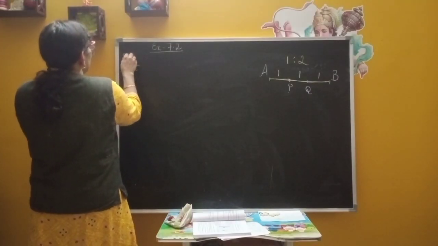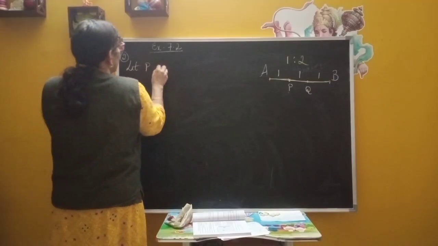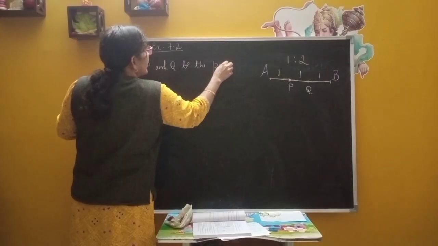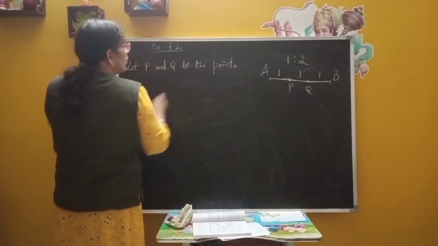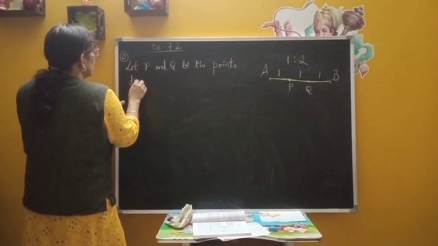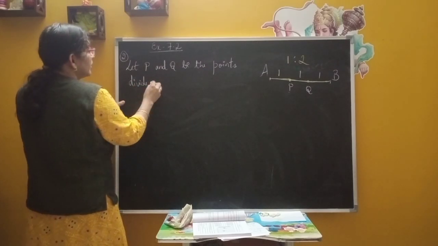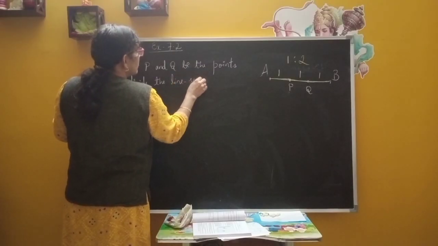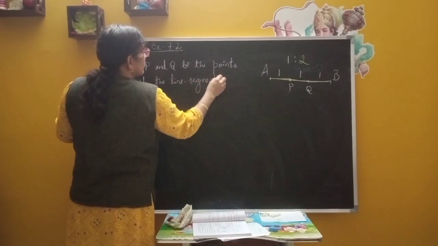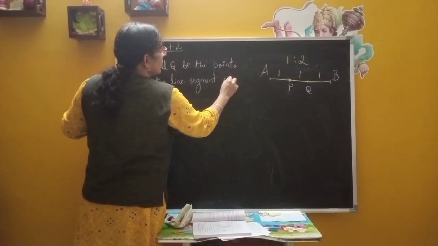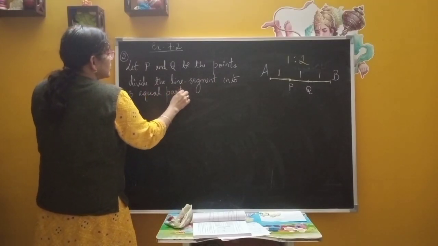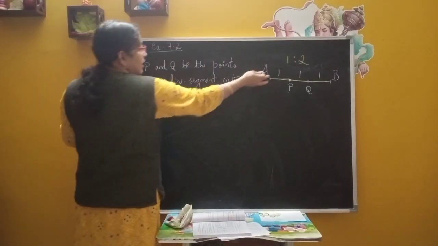Let this be the second problem. Let P and Q be the points that divide the line segment into 3 equal parts. Okay, and which are the given points?